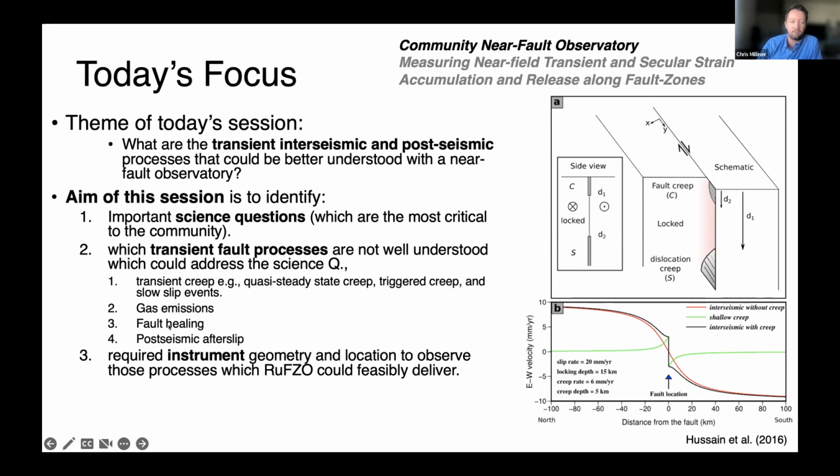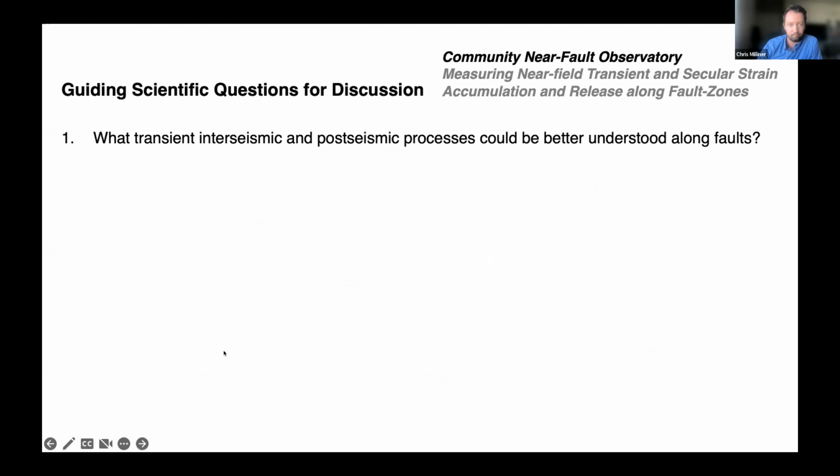And then in the session, we want to try and figure out what are the types of instrumentation and the geometry and the location that is required to observe these processes, which RUSO could feasibly deliver. And so the idea is to try and get feedback from all of you here today to try and figure out what are the questions, the processes, and the instrumentation.